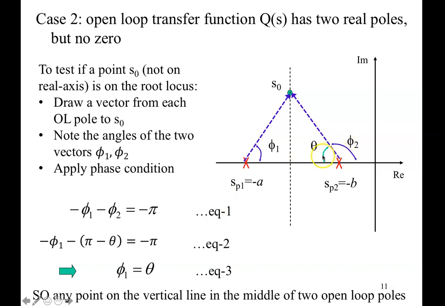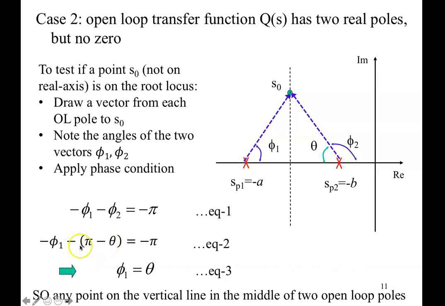Now, I'm going to look at the relationship between this angle and that angle on the other side of the line here. If you look at it, this angle plus that angle equals 180 degrees, or phi 2 equals 180 degrees minus theta, or pi minus theta. So I'm going to replace phi 2 by pi minus theta. That gives me equation number 2.